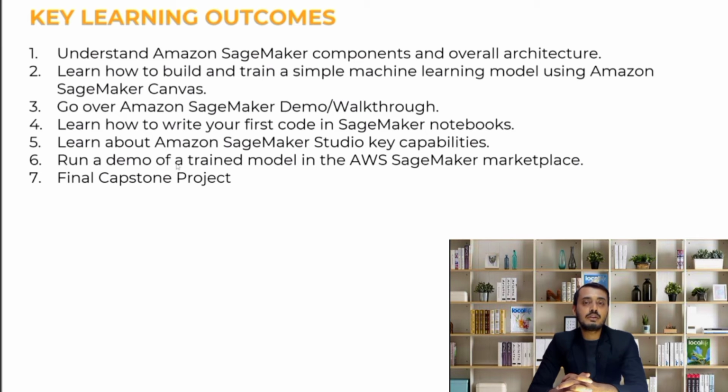So first we are going to understand Amazon SageMaker components and the overall architecture. And then we will learn how to build and train a simple machine learning model. And that is going to be our first machine learning model, and we are going to use Amazon SageMaker Canvas. Amazon SageMaker Canvas will allow anyone to build and train machine learning models without writing any code.